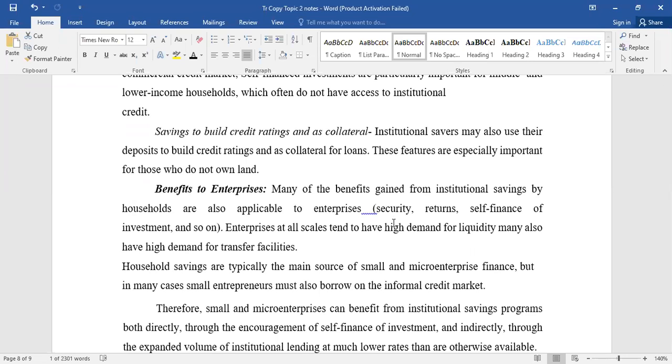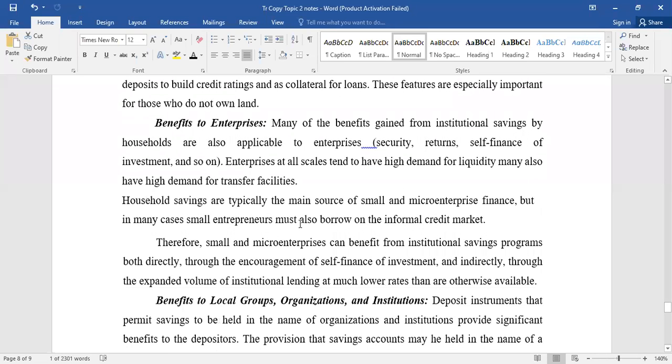Now, benefits to enterprises. Many of the benefits gained from institutional savings through an enterprise are, of course, that you have that commingled security, there are returns, there is self-financing. So, for example, if you are a group of 10 in a chama, the bank will tell you, to buy this piece of land, we want you to pay 20%, the bank will finance you 80%. Here, instead of being asked for collateral, the bank is asking you to encumber, because they know, because of the group pressure, you will ultimately be able to pay.